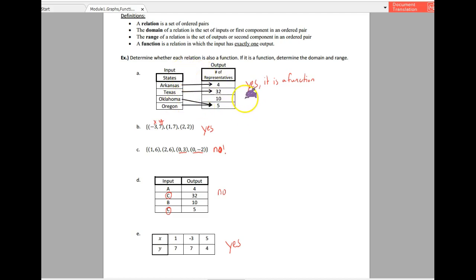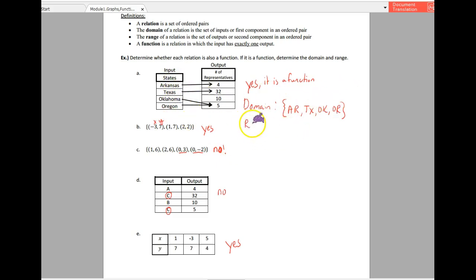So the domain is going to be every input. So Arkansas, Texas, Oklahoma, Oregon. I'm going to use these little squiggle brackets to show that it's a set. All of these values are in that set.